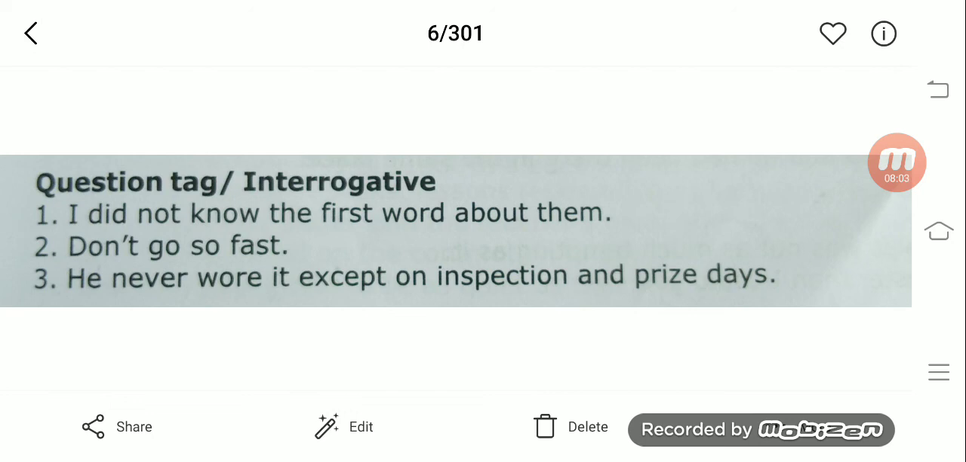"He never wore it except on inspection and prize days." How are you going to write it? He is there and never is there. So it will become: did he? Never is a negative word, so we are going to write the tag positive. Now there will be a confusion about when "did" will come and when "does" will come. When we are talking about one person, as in the first sentence you have seen I, and in this sentence you are seeing he, both sentences consist of one person, so it will become did. When we are talking about many people in a sentence, then it will become does, depending on the sentence.